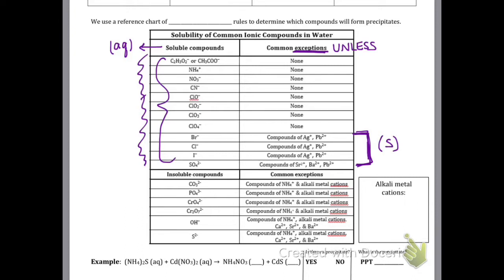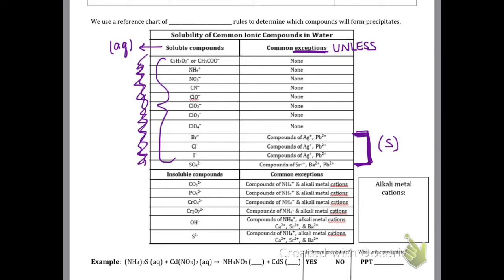Okay, so Ag is silver, Pb is lead. Then down here you have strontium, barium, and lead. Okay, but if you see any of your up here substances attached to one of these things down here, then you know it's going to create a solid. It will not be aqueous.